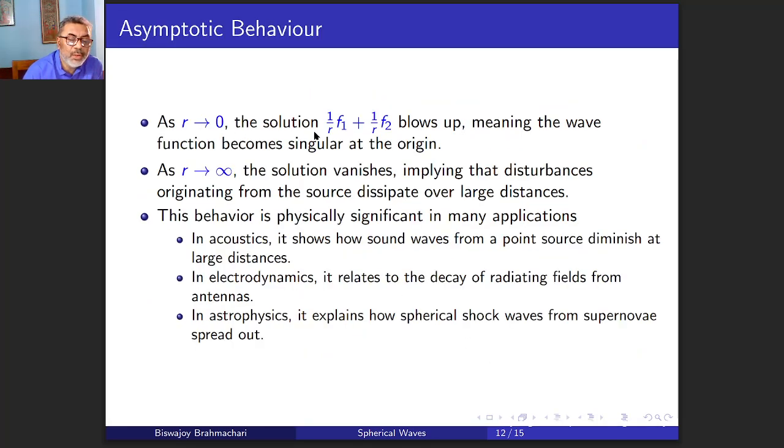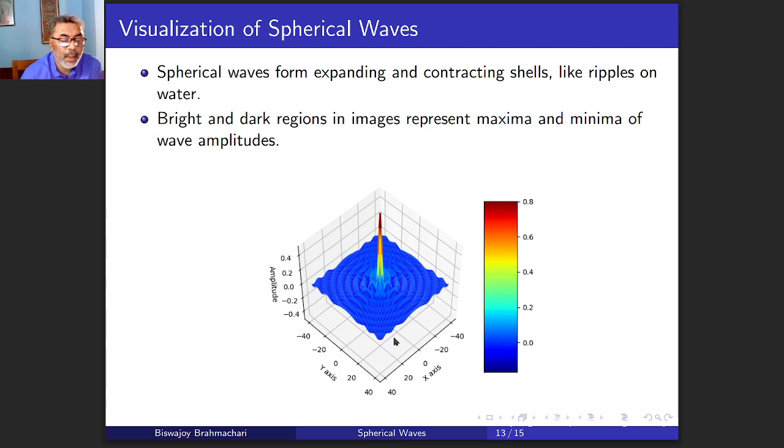As r goes to 0, the solution blows up, and when r goes to infinity, the solution vanishes. This behavior is physically significant, because in acoustics it shows how sound waves from a point source diminish at large distances. In electrodynamics, it relates to the decay of the radiating field from an antenna. In astrophysics, it explains how spherical shock waves in supernovas trail out. Here is a pictorial representation. At r equal to 0, there is a singularity, and as r increases, the strength of the wave falls.